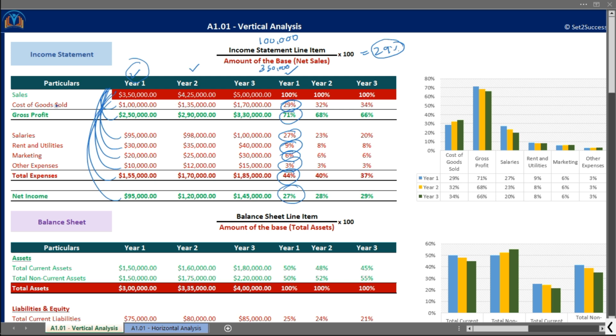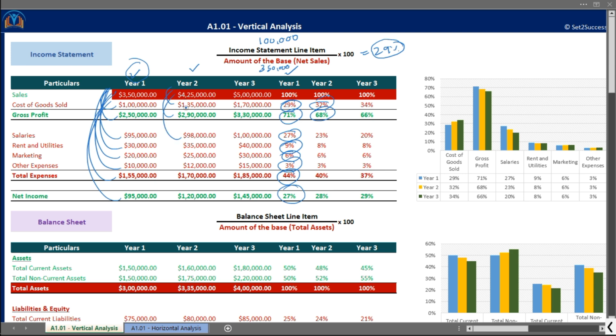For year two, the sales is given as 425,000. So the cost of goods sold is 135,000. 135,000 by 425,000 into 100, we are going to get 32%. The gross profit is 290,000. 290,000 by 425,000 is 68%.